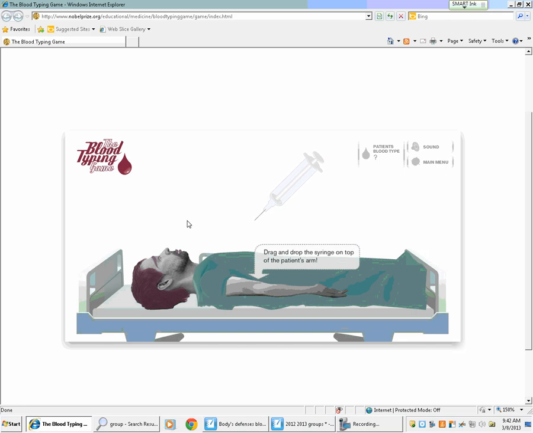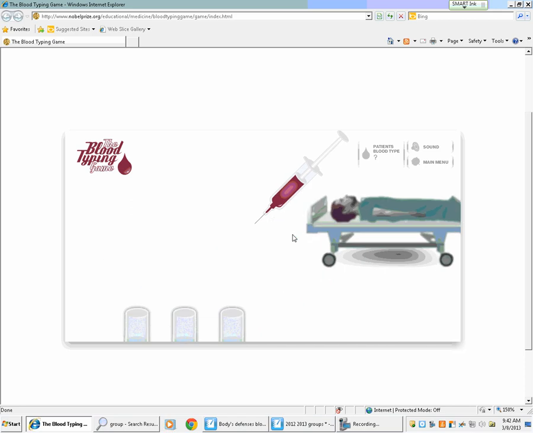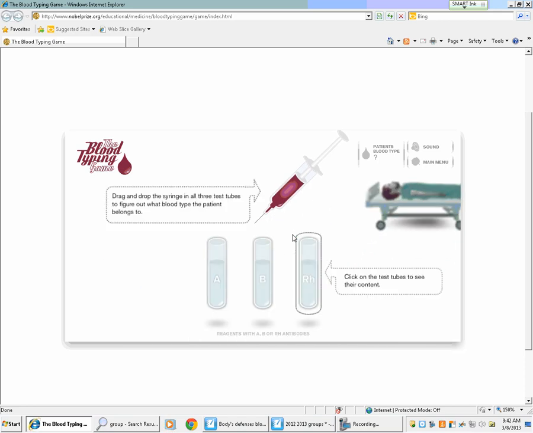Dr. Taylor, why don't you read the information here and tell us what you need to do? Drag and drop the syringe on top of the patient's arm. Let it go. There you go. Read this first. Click on the test tube to see their contents. Stop for a second. As he clicks on each test tube, make sure you record the information.